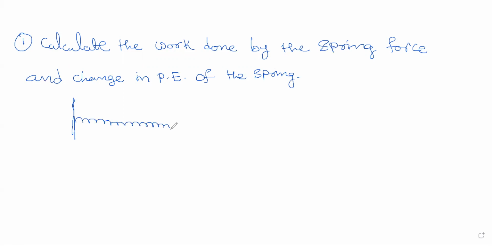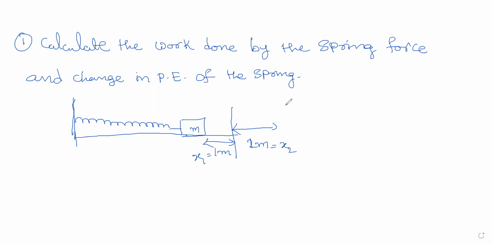So this is a spring, and with this a mass m is attached. They didn't tell anything about the mass, but they have told us the extensions. Initially there is an extension of 1 meter, that is x1 is 1 meter, and then x2 is 2 meters. That's all they have given. Find the work done and the change in the potential energy of the spring.